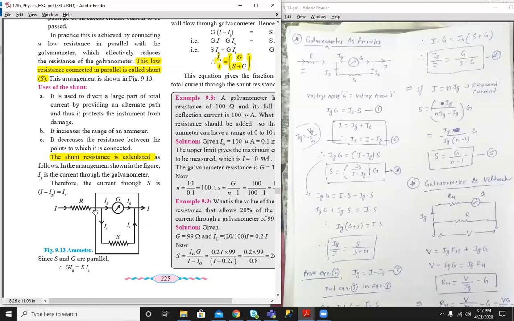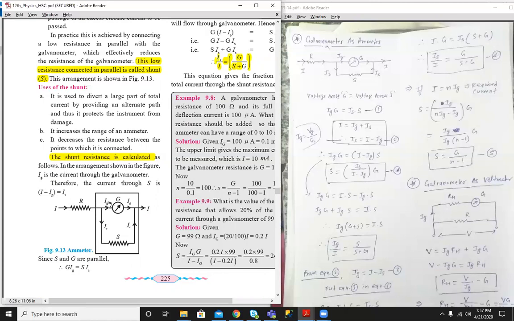The current I gets divided. I is the required current to be measured by the ammeter, or the required range of current. Ig is the current through the galvanometer. Now the current through the ammeter will be I equal to Ig plus Is, by Kirchhoff's current law. This current I is the total current of the ammeter, and Ig is the current of the galvanometer, also called the full scale deflection current.